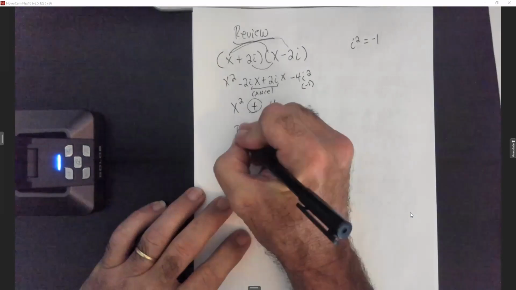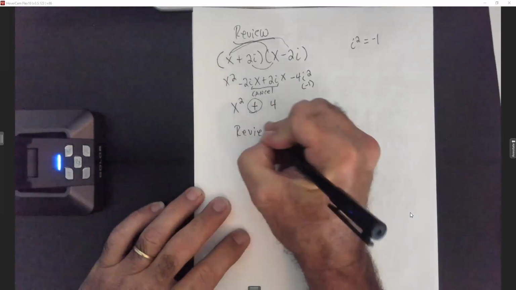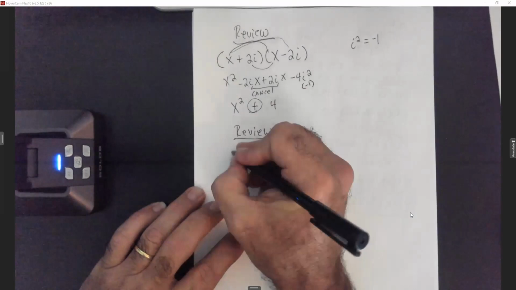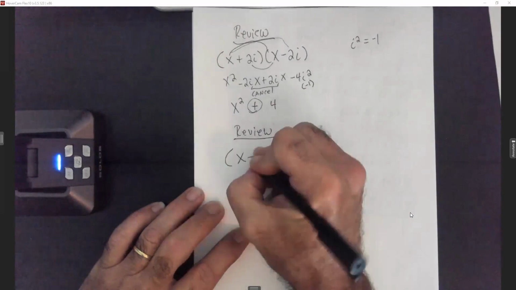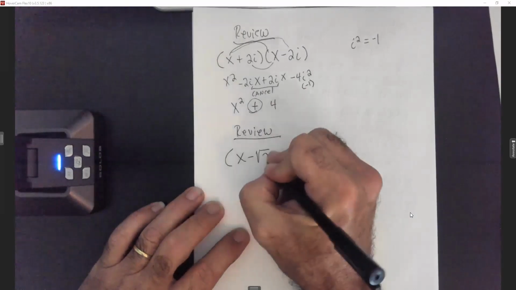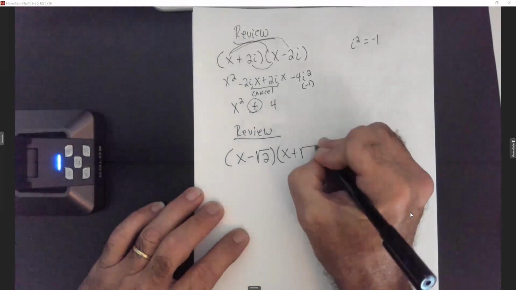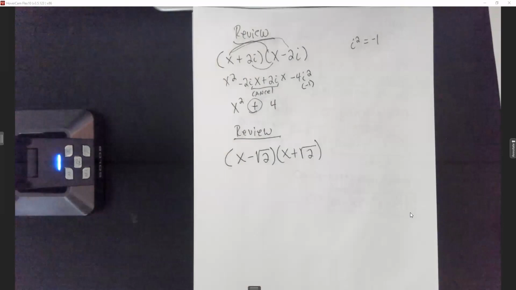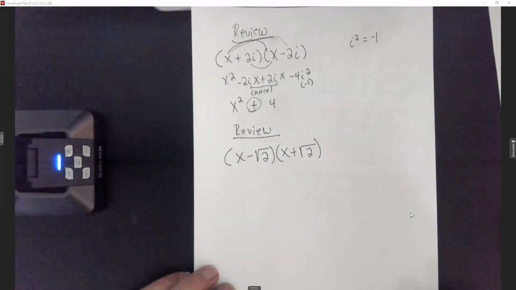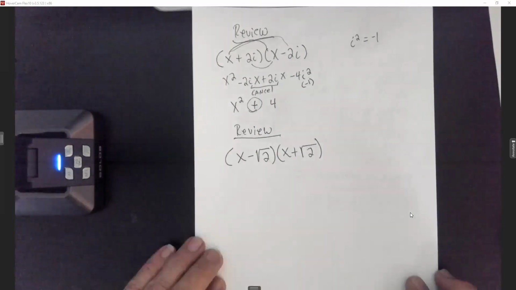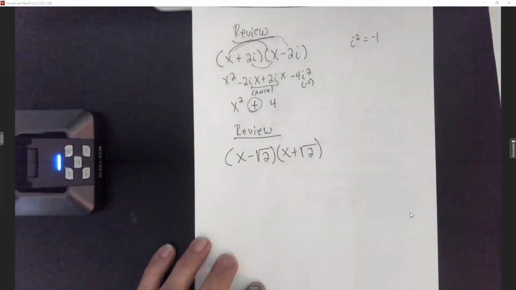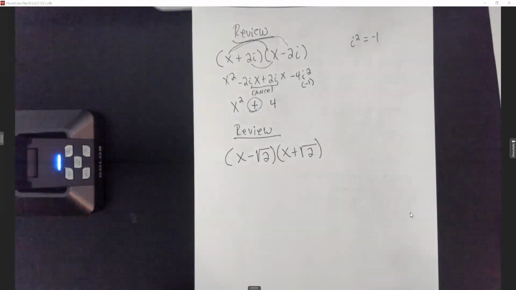All right, second review. How many have multiplied something like this? x minus square root of 2, x plus square root of 2. So any of y'all familiar with doing this one? So I'm not hearing too many yeses, huh?